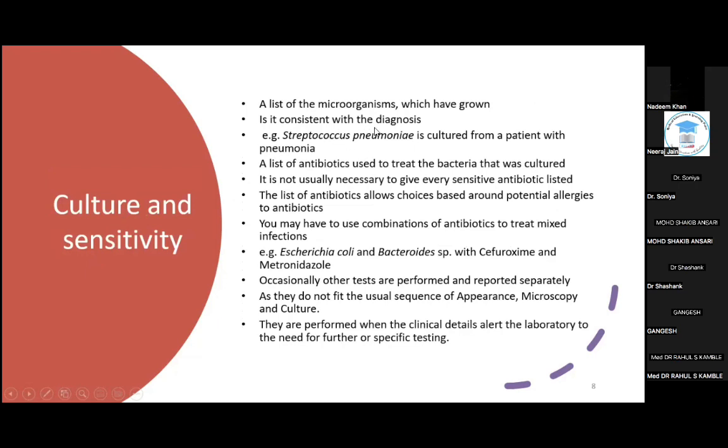So, from the list of the organisms which have grown, we have to see whether it is consistent with the diagnosis. If Streptococcus pneumoniae is cultured from a patient with pneumonia, then see the microscopy pattern. And from that, we will get to know which antibiotic can be used for the empirical therapy or to escalate or de-escalate the empirical therapy.